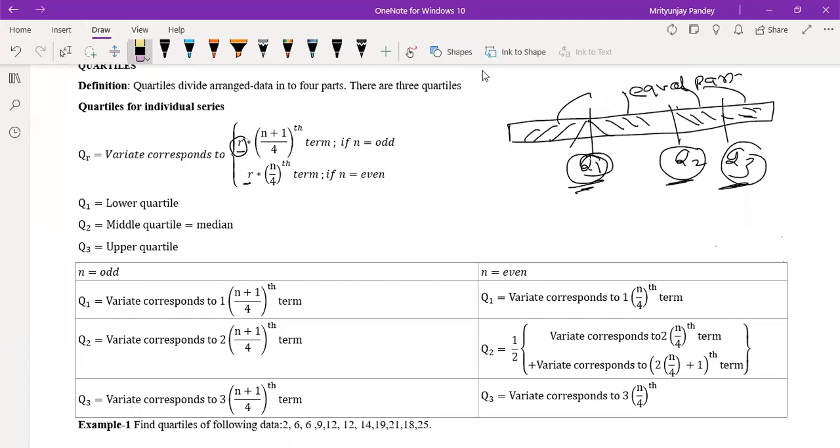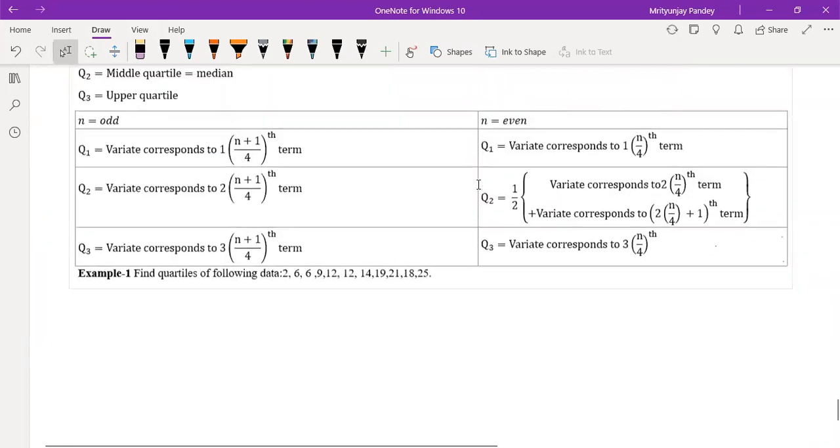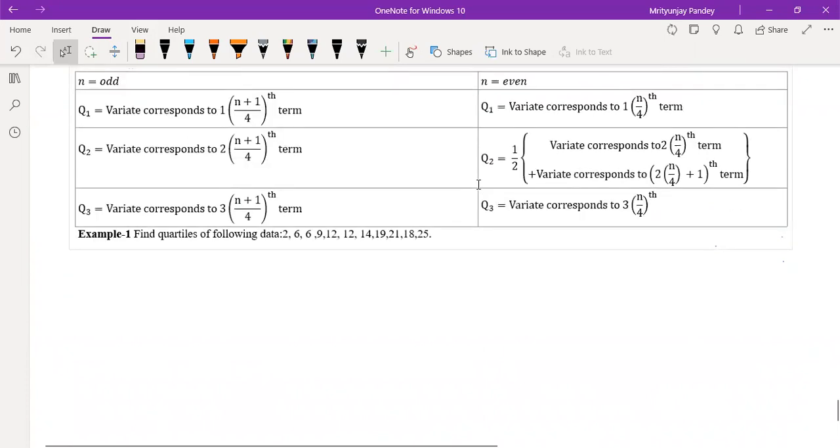So let's see the first example based on this formula. This formula is applicable for the individual series. But the concept of quartile is what? Divide into 4 equal parts. So this is your question number 1.